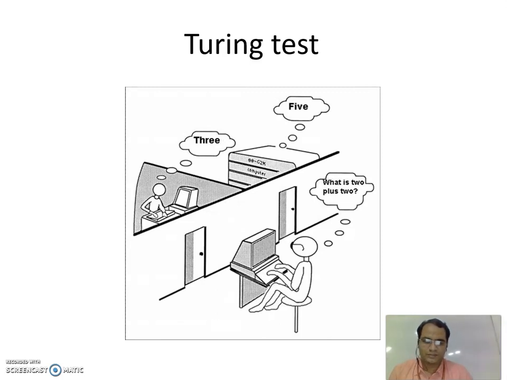You can see one person sitting over there asking the question, what is 2 plus 2? And on the other side, there is another person as well as a system in the other part of the room. So one is answering 3 and the other one is answering 5. But whoever is answering, the interrogator should be able to identify whether it is a human or a computer which is answering.